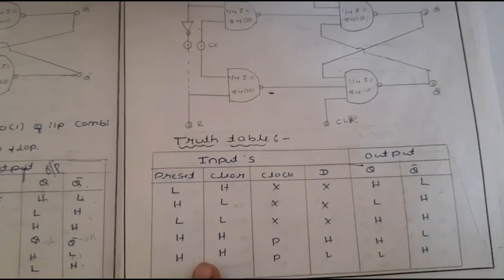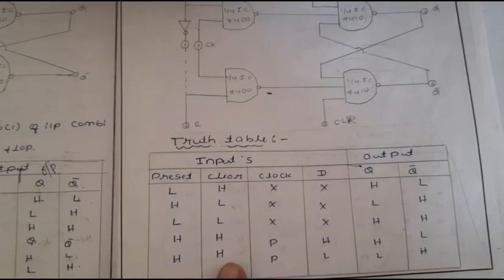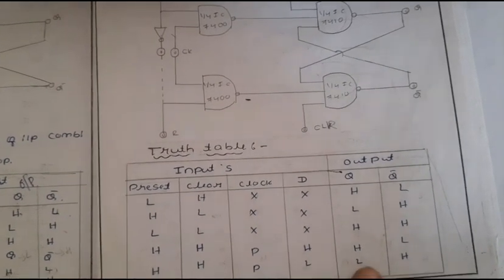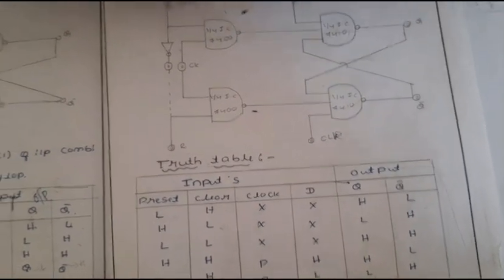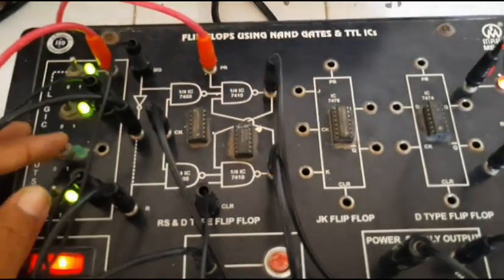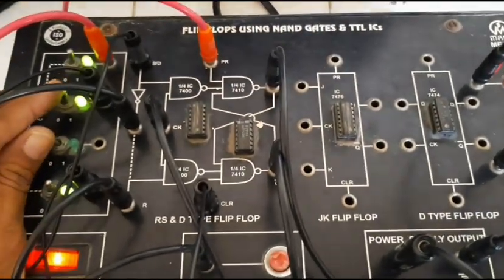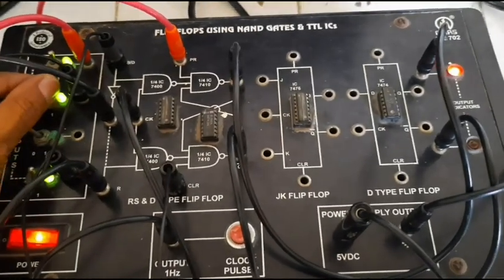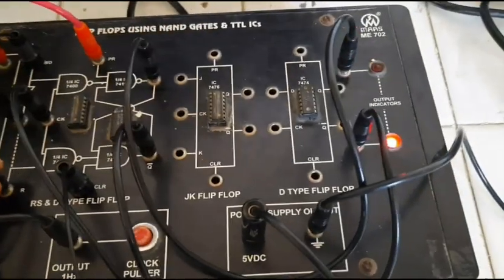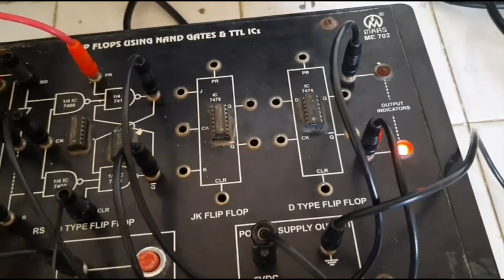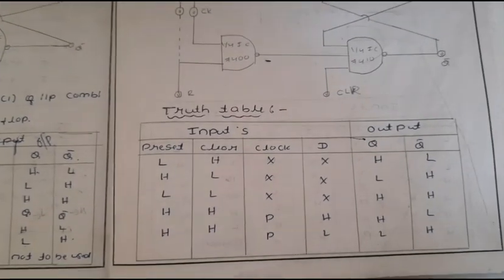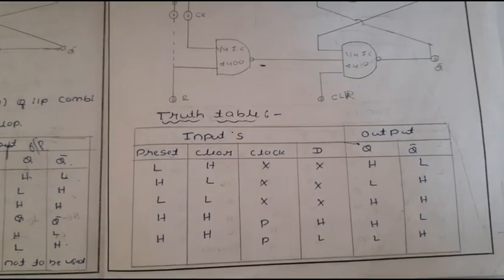Next we go for both preset and clear high, one clock pulse, D low, and the output should be reversed. So first we apply one clock pulse, D must be low, and the output we should get is Q low, Q bar high. So this is how we can verify the S or D type flip-flop.